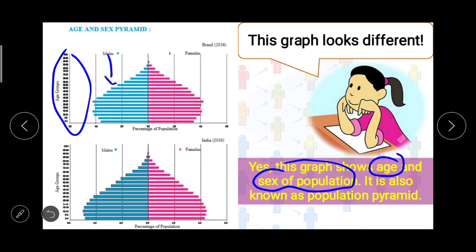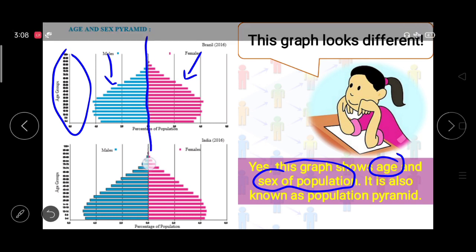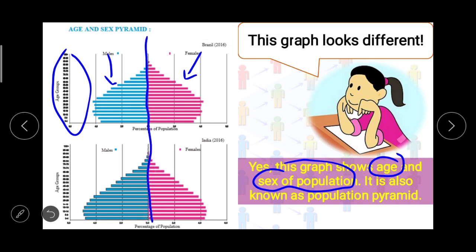and this one is male and this one is of females. तो यहाँ पर एक सेंटर लाइन है जिससे हमें पता चलता है कि इस पर्टिकुलर एज के कितने मेल है, इस पर्टिकुलर एज की कितनी फीमेल है.